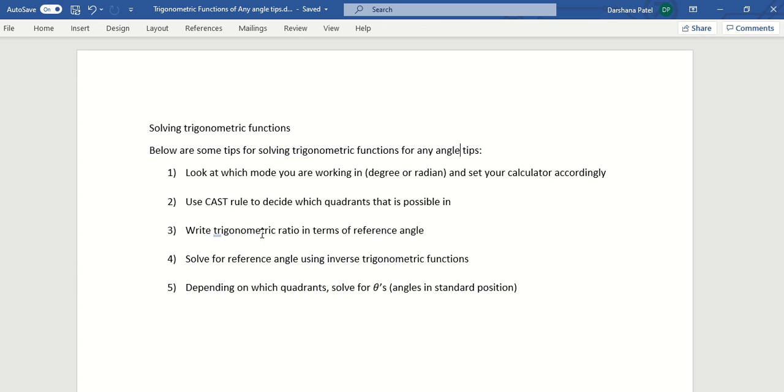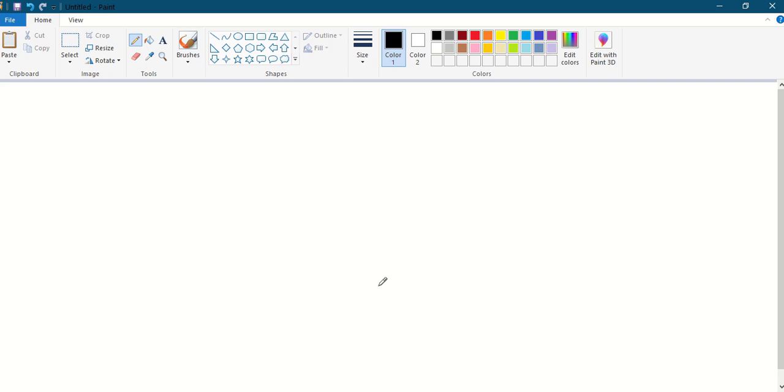Then we solve for the reference angle using the inverse trigonometric function. So in my previous example, if we were given sine alpha equals 0.7, we will say then alpha equals sine inverse 0.7. And lastly, depending on which quadrants we got in step 2, we will solve for theta, which is the angle in standard position. So we have to remember something like this.